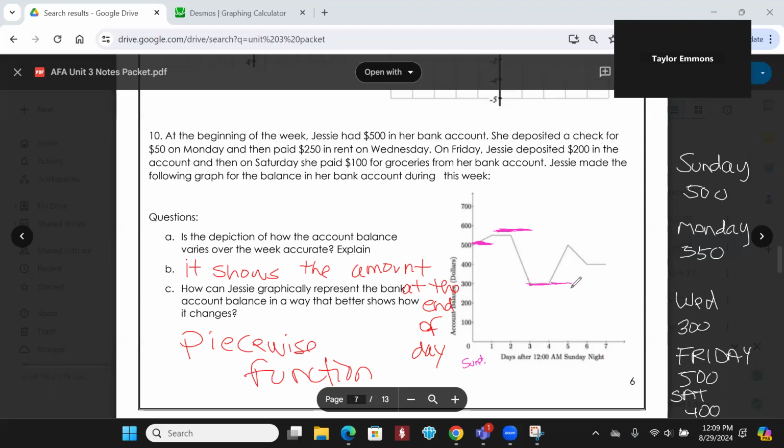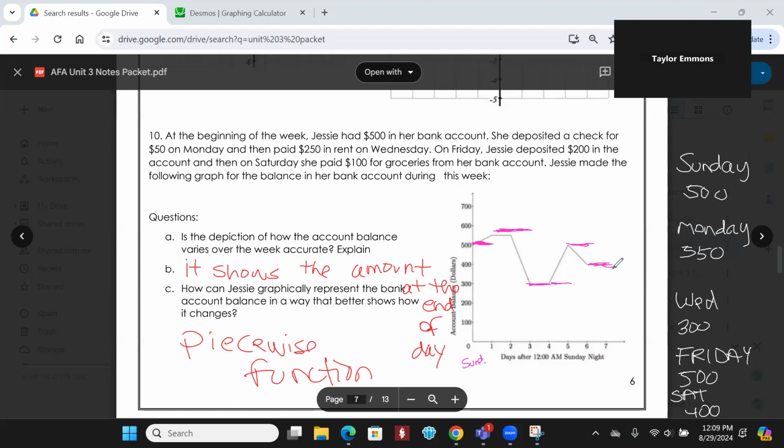And on Friday, we went up to 500. And we did that for about a day. And then on Saturday, we dropped back down to 400. So the piecewise would be the pink. Do you think that's a more accurate depiction of what's going on?